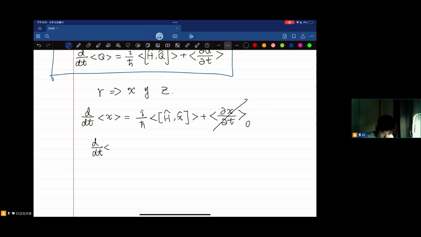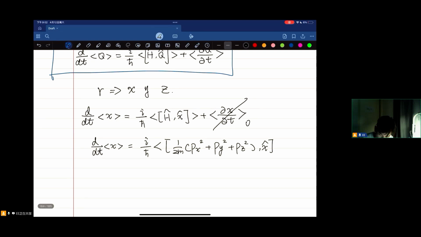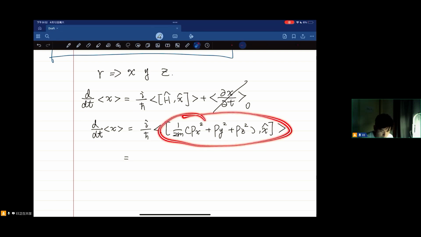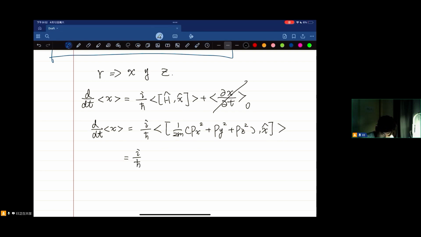Okay, so let's write it down. The Hamiltonian is 1 over 2m times px squared plus py squared plus pz squared, commutator with x. And then, what can we do with this form? Well, it looks super long. So first, we need to decompose it.